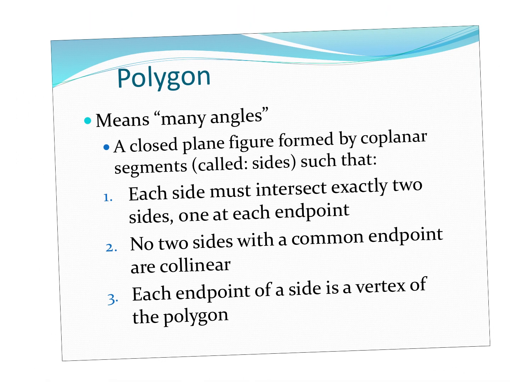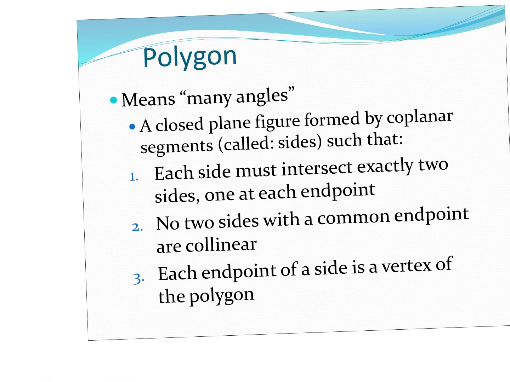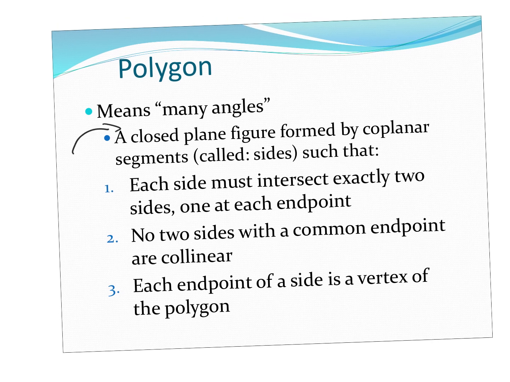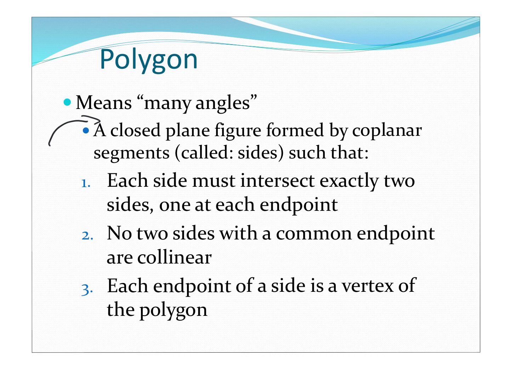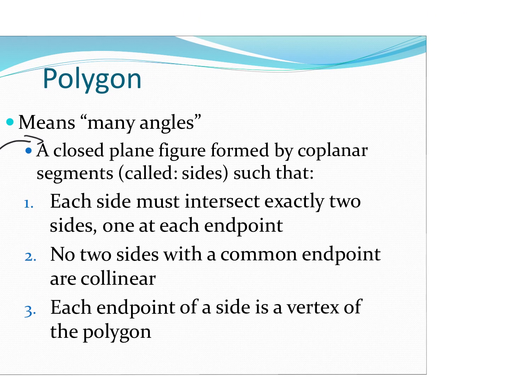So what this means is it can't have any gaps. So when it says it's a closed plane figure, it's got to be closed. It can't be open. The smallest polygon that we can create is called a triangle. So the smallest one will be a triangle. And notice that third bullet point said each endpoint of a side is a vertex of the polygon. So if I were to label these points, I could say that this polygon has a vertex at A, B, and C.